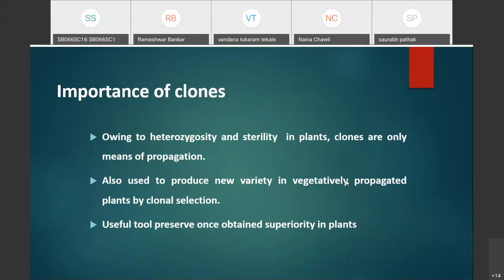Okay, these are the different importances of the clones. The first one, I am repeating this one, is owing to the heterozygosity and sterility in plants, clones are the only means of propagation. Okay, the clones are used to produce new variety in vegetatively propagated plants by using the clonal selection method. Then these are the useful tool which are used to preserve one's obtained superiority in the plants.